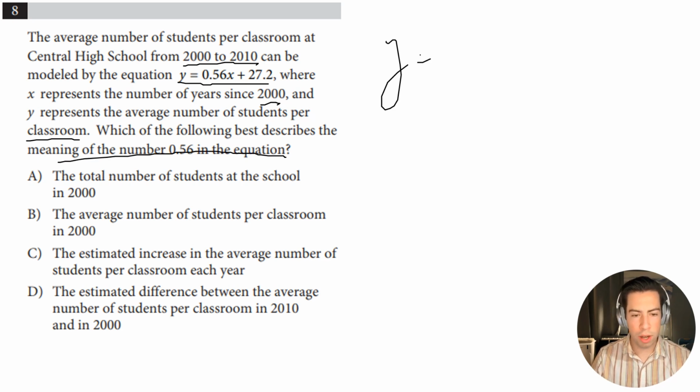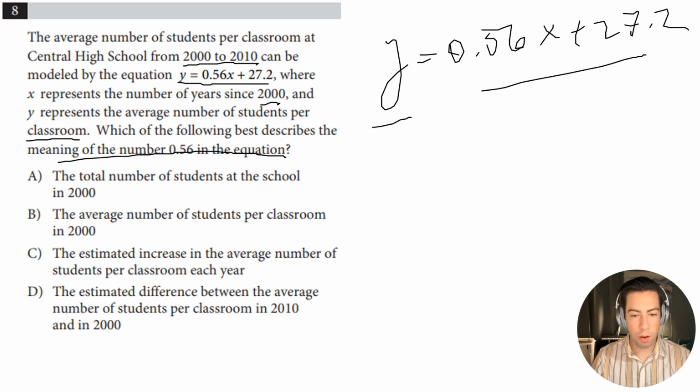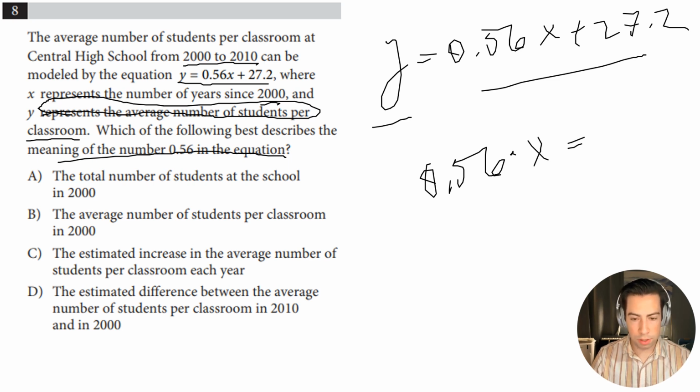Okay, so let's go ahead and write it out. y equals 0.56x plus 27.2. All right, guys, so if you recall from, I guess you can call it dimensional analysis, the units on this side need to equal the units on that side, okay? So if our units for y are the average number of students per classroom, then 0.56 times x needs to have these units. So it should be average number of students per class, right?